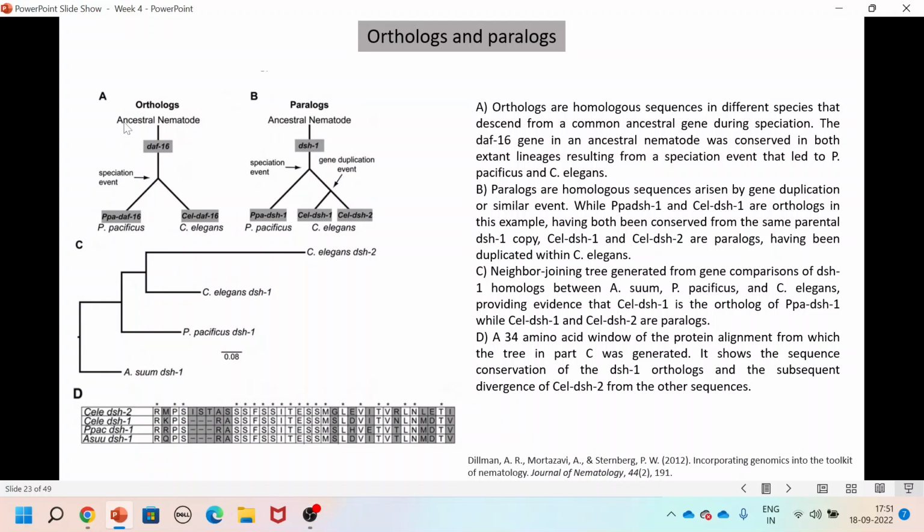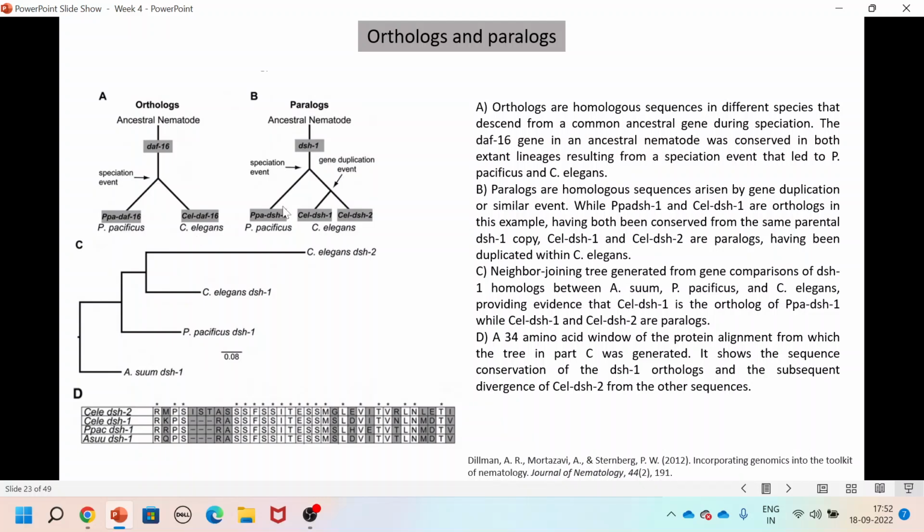So basically, orthologs, for example, here we have considered the ancestral nematodes. This is one of the nodes. That is, there must be some nematode which is the ancestor of both the Pacificus and elegans. This ancestral nematode has a gene which is DAF16, and by the speciation event, this DAF16 passes to both the species, Pacificus and C. elegans.